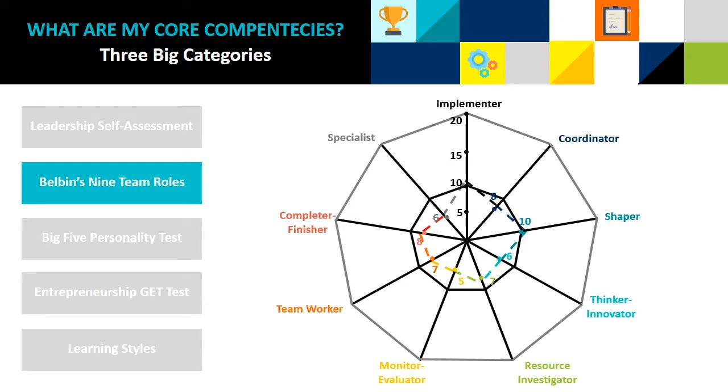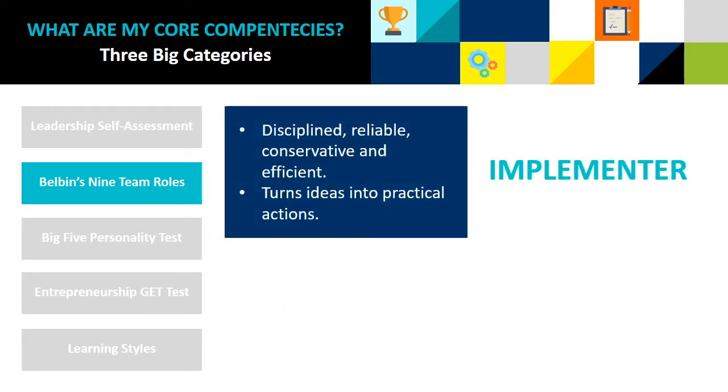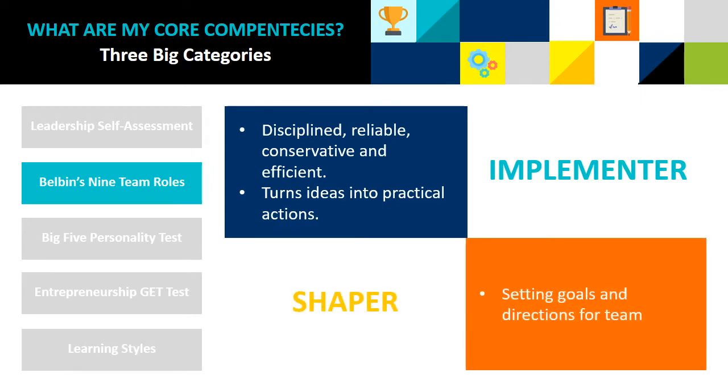As an implementer, I'm disciplined, reliable, conservative, and efficient. I turn ideas into practical actions, which also aligns with my second high score in learning styles as a pragmatist. Other than that, as a shaper, I'm very good at setting goals and direction for my team. That is why I will ensure that the team keeps moving and does not lose focus, in order for the goals to be met. So, those are my team roles.